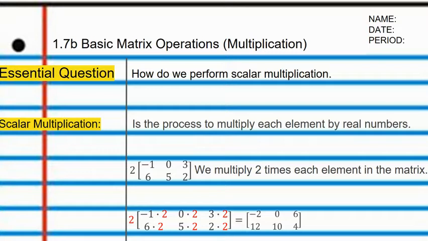So the way that we perform basic matrix operations using multiplication is a process called scalar multiplication. Scalar multiplication is nothing more than the process to multiply each element by real numbers. Element, the value inside a matrix. We see this symbol. We know that these values inside the matrix are called elements.